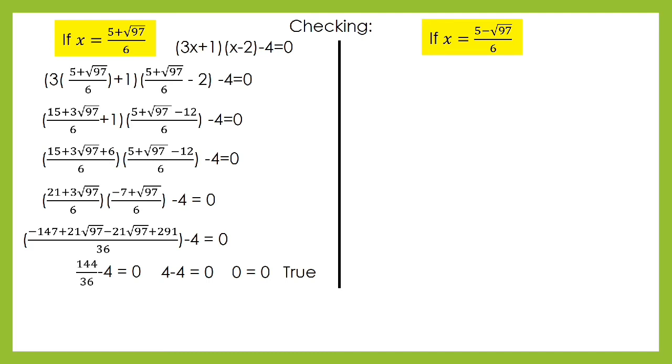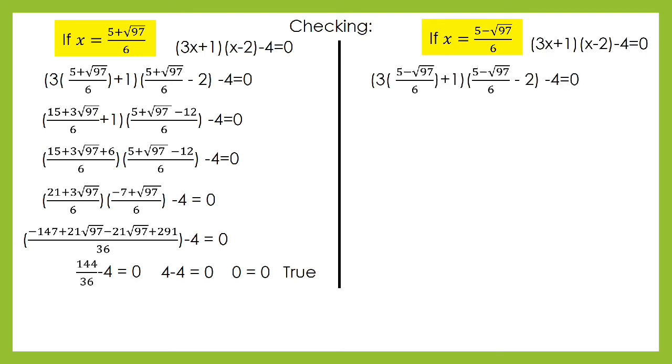The next factor is, okay, ang next solution natin ay 5 minus square root of 97 all over 6. Substitute to the original equation. Okay, so ganun din yung gagawin natin sa una. Okay, so minus na yung ating operation dito sa 5 minus square root of 97 over 6. Okay, so ganun din.